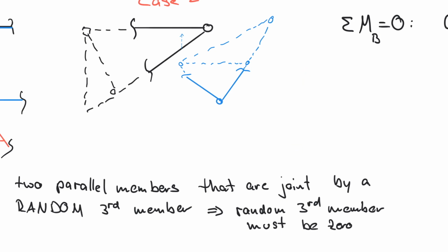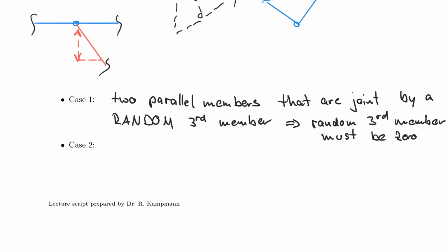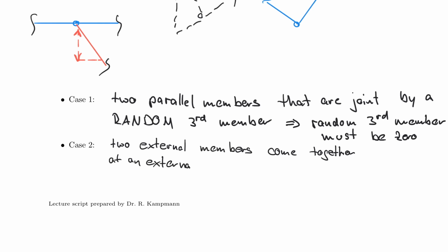So let's write that down. Case number 2 is 2 external members come together at an external node, which of course is necessary, otherwise it wouldn't be an external member, but this external node is unloaded, or not loaded. So it doesn't carry any load.